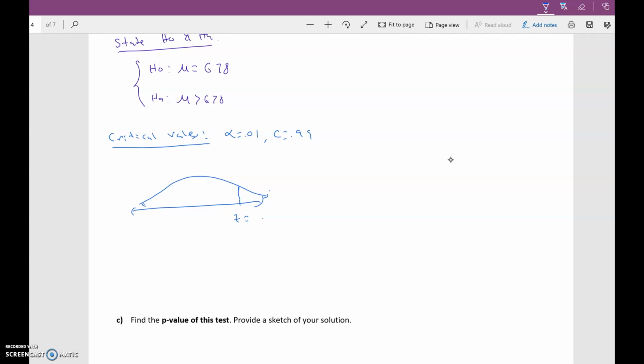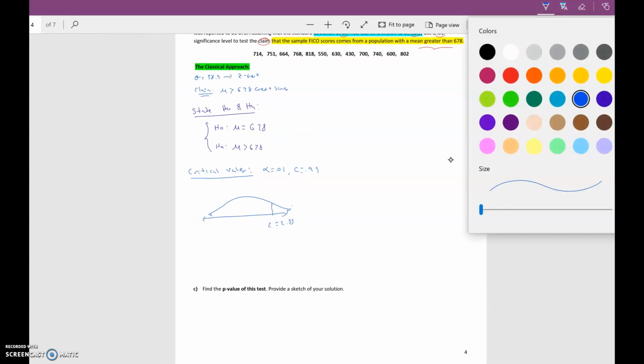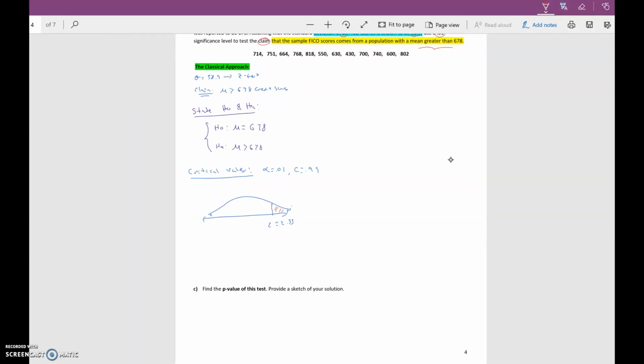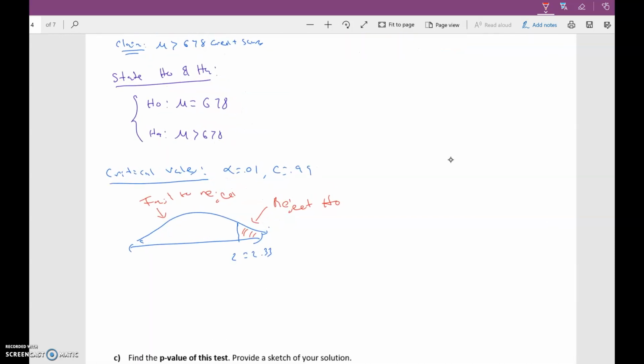So the z value is equal to 2.33. Now let me just shade this portion because this is going to be your rejection region. If your test statistic falls there, you reject H0. If it falls here, you fail to reject H0.